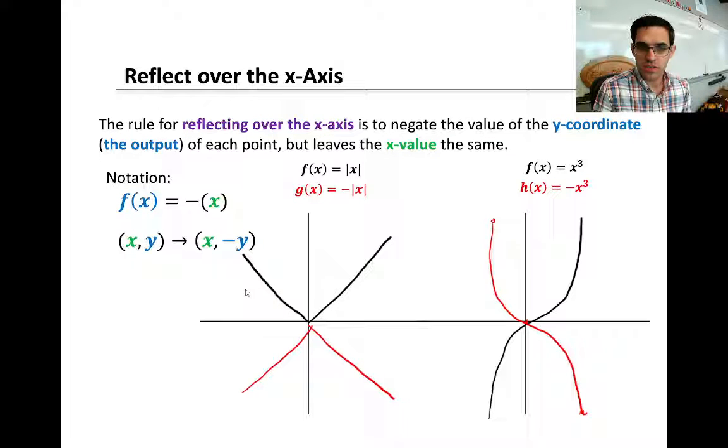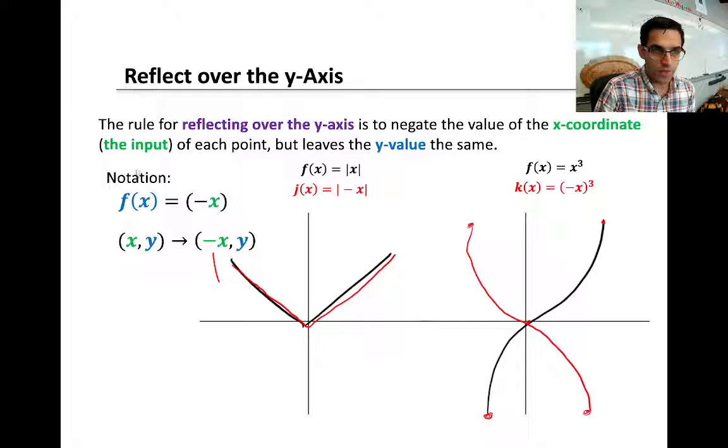So if our parent function for absolute value of x is a V, reflection over the x-axis will just make it upside down. Parent function x cubed, its reflection over the x-axis: all the y values, so on the left, the y value is really low, so its reflection would be really high. And on the right, its y value is really high, so the reflection would be really low. So we just get h of x, our reflection right here.